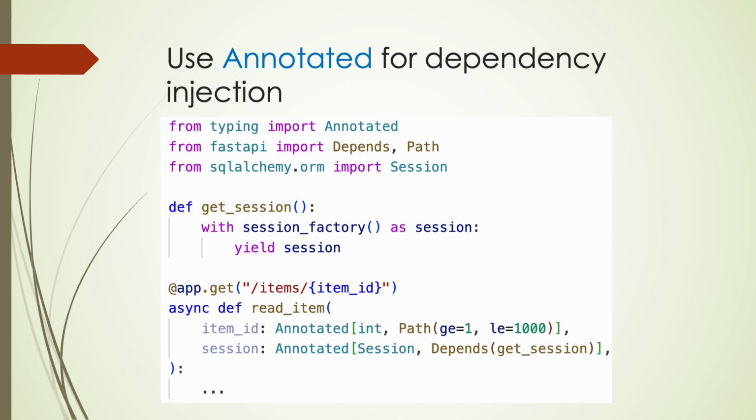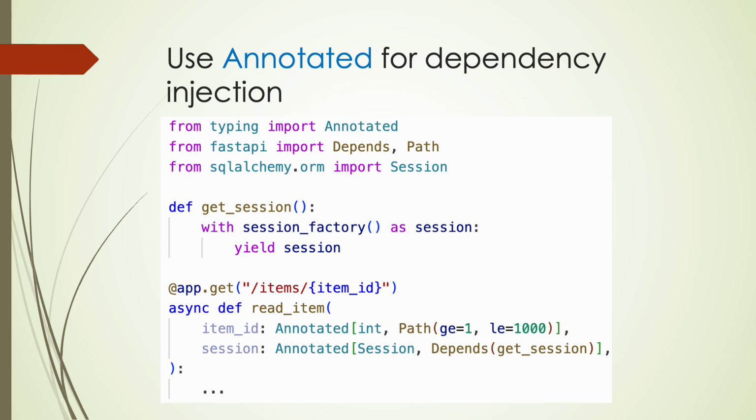bit complex for beginners. In FastAPI, dependency injection is achieved with the Depends construct, which accepts a callable as the input. The callable can be a function or a class. The return value of the function or the class instance created will then be assigned to the parameter that depends on it with Annotated. In this example, we create a dependency function that yields a SQLAlchemy session instance that can be used to read data from the database. The session instance will be assigned to the session parameter of the endpoint function.